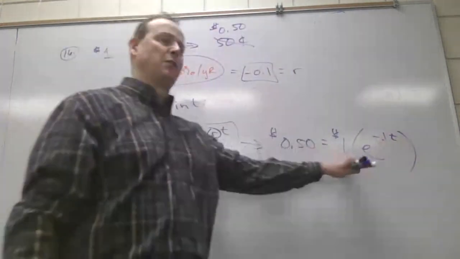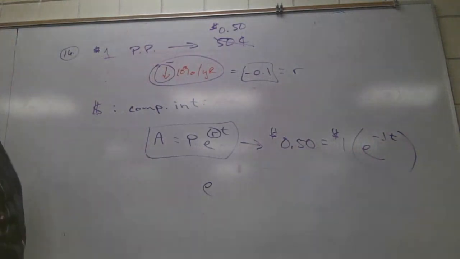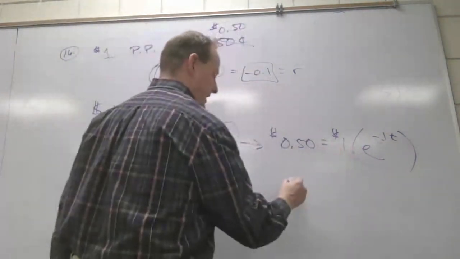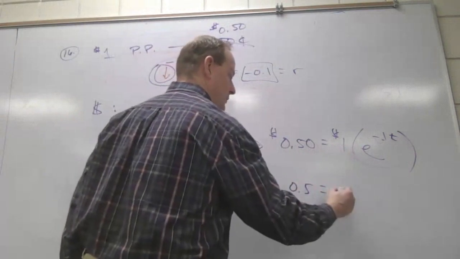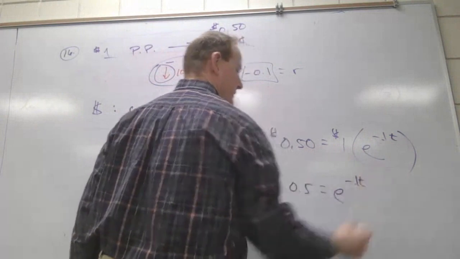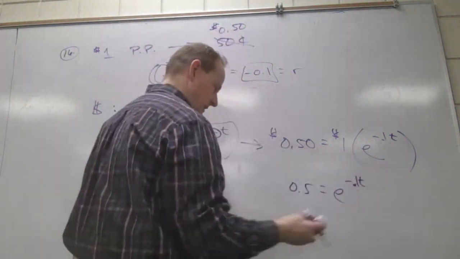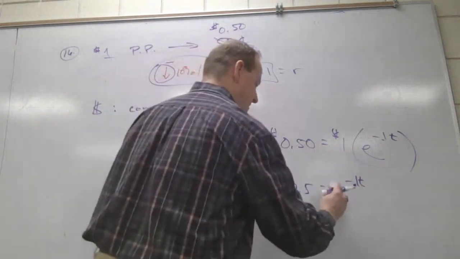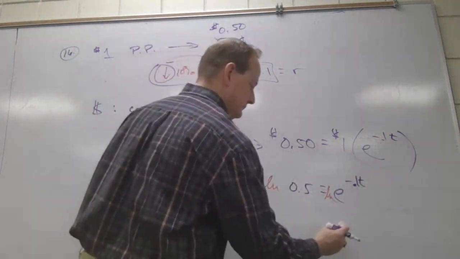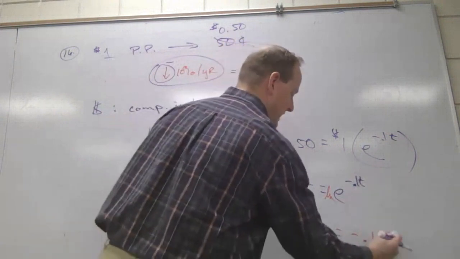Now what's nice is this 1 times that. 1 times 7 is what? 7. So 1 times x is just x, right? So I can really ignore that, and I get 0.5 equals e to the minus 0.1 t, right? So how do I solve for t? Take the natural log of both sides. Natural log both sides, okay? ln e is just 1. So on the right side, it's minus 0.1 t.